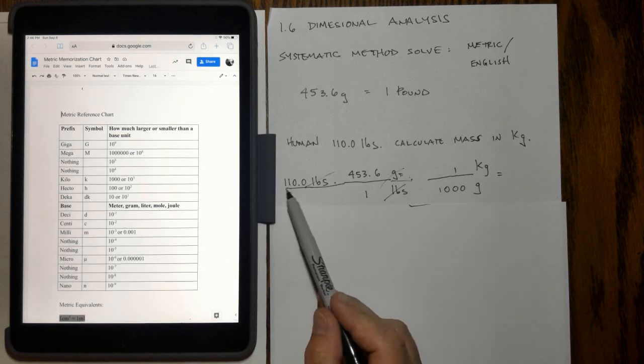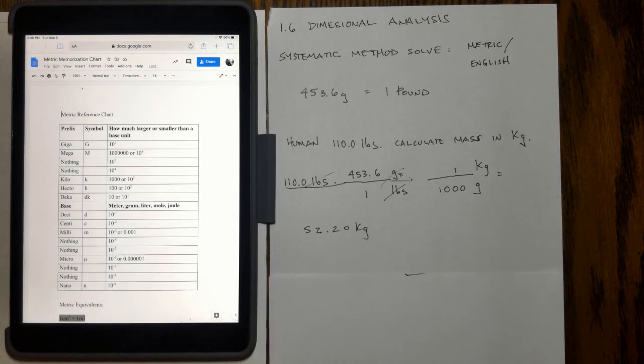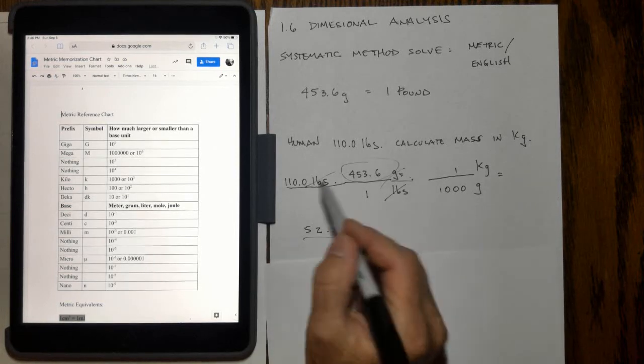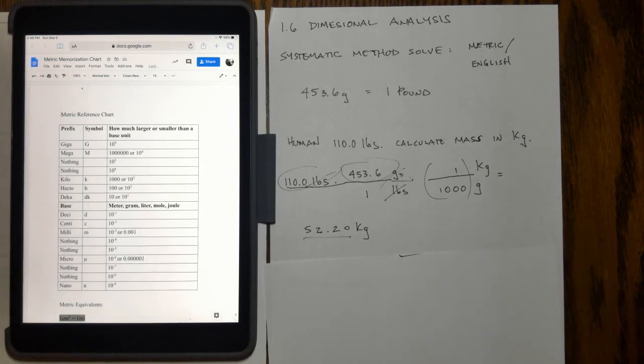Try these on your calculator. 110 times 453 divided by 1,000. You should end up with about 52.20 kilograms. That's to 4 sig figs, because these had 4 sig figs in them right here, and that's our least number, because remember, these have an infinite number of significant figures in them.